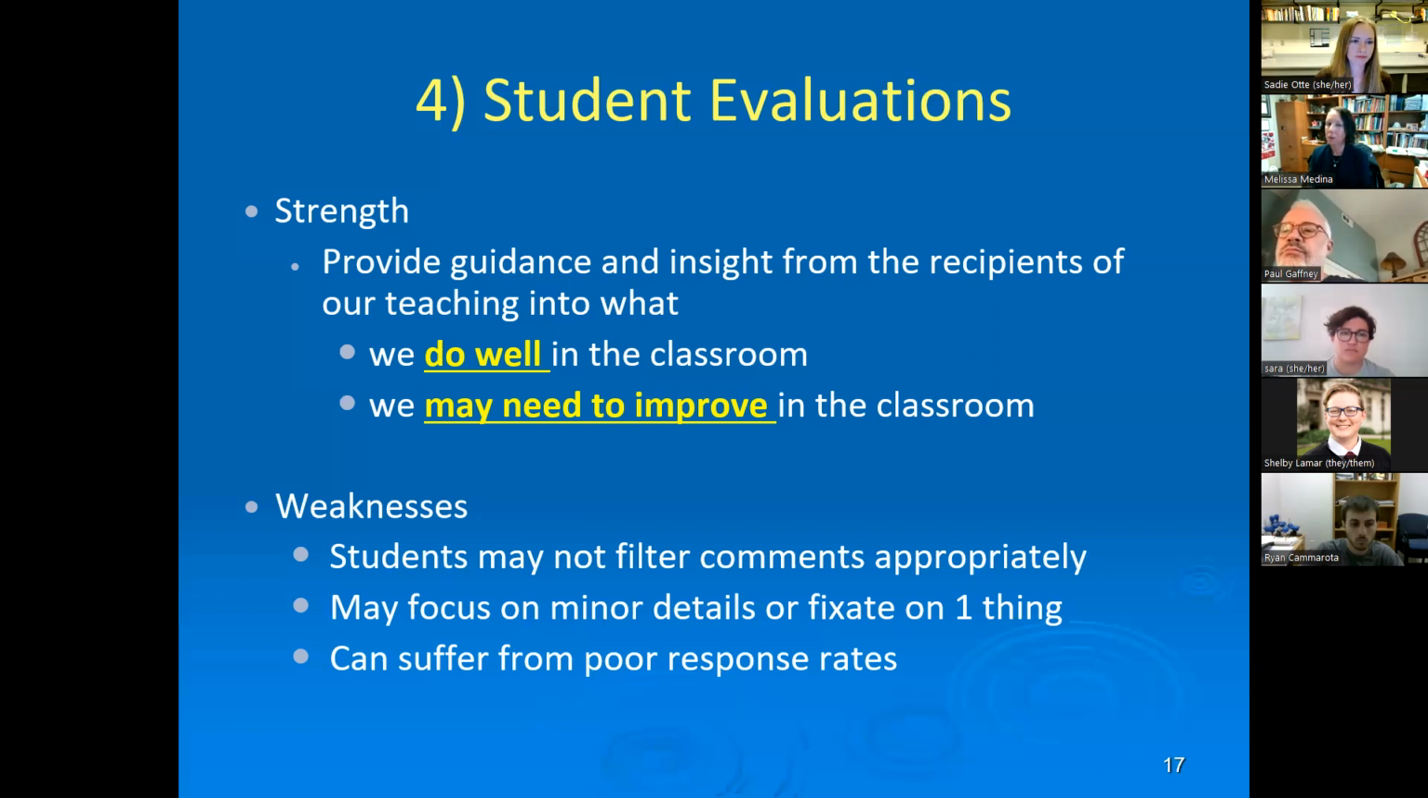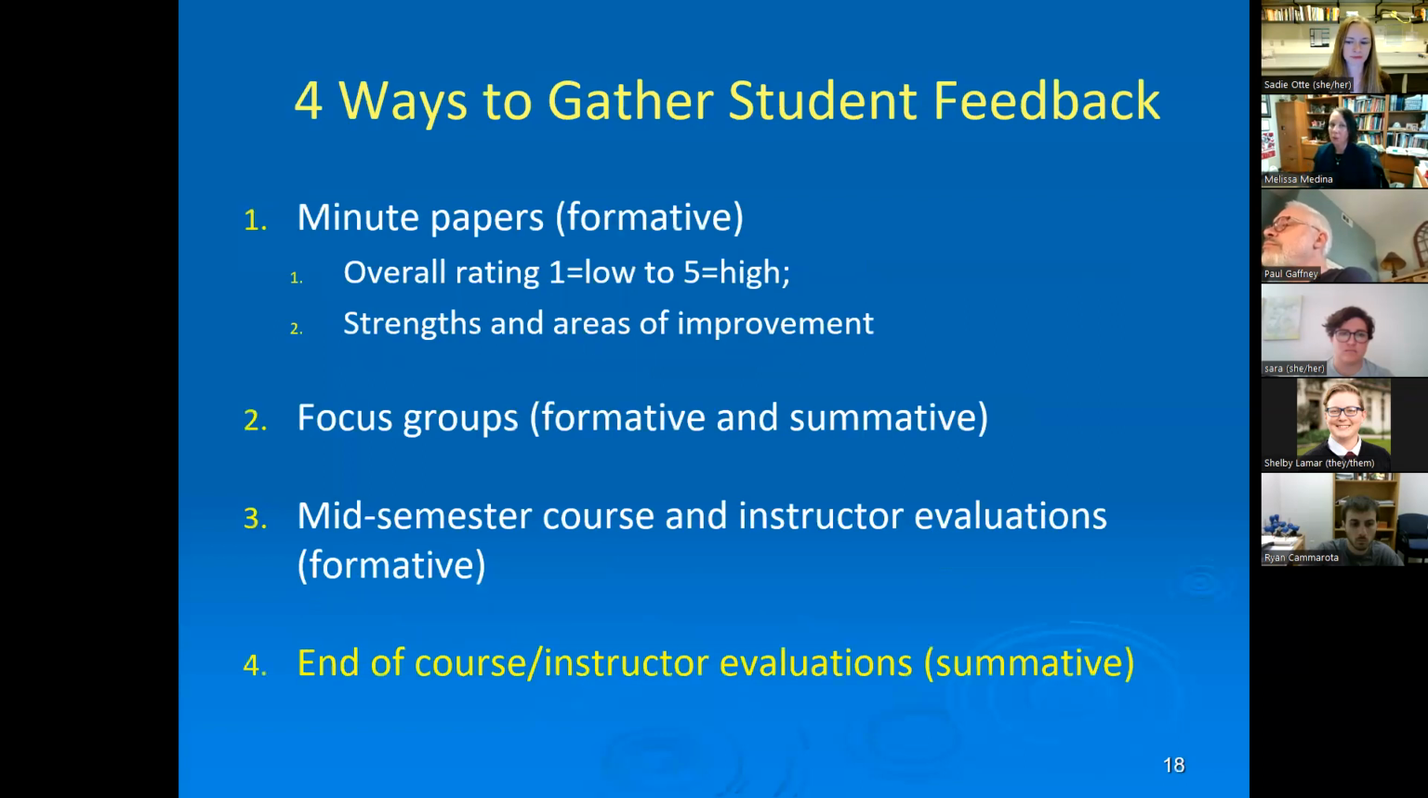Okay, so I'll talk a little bit about that, but these are just some of the weaknesses of student evaluations. And as related to the question that I asked earlier, can you remember the one negative comment, the worst negative comment you've received? This oftentimes can relate to students just not being able to filter their comments appropriately or provide feedback in a constructive way that would actually help you improve. So we'll talk a little bit more about this.